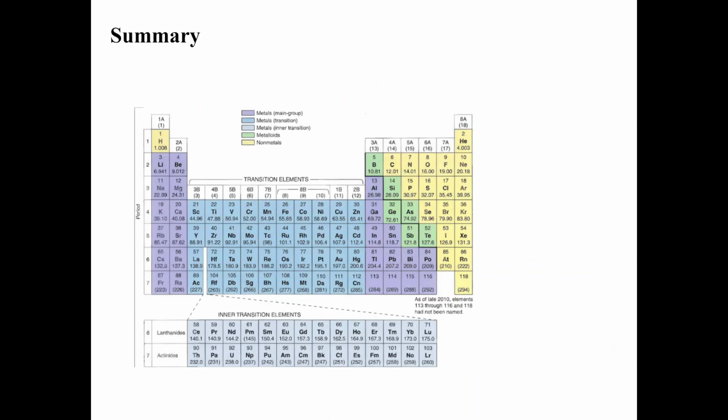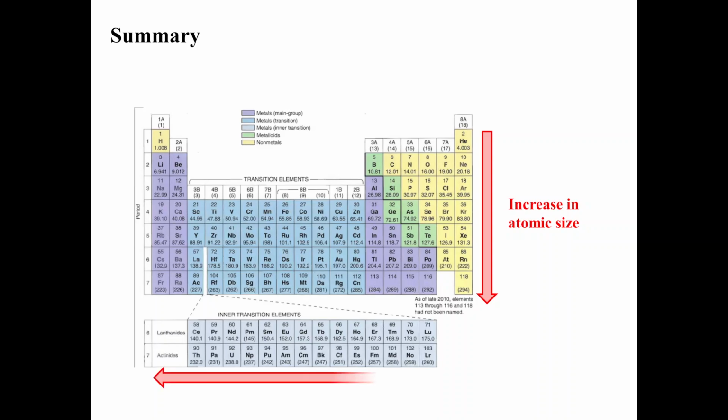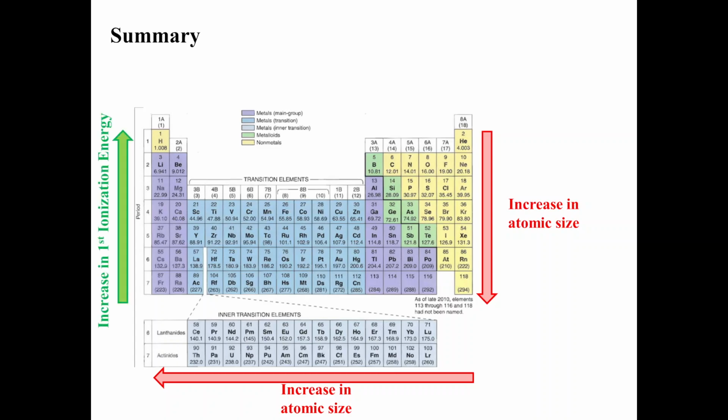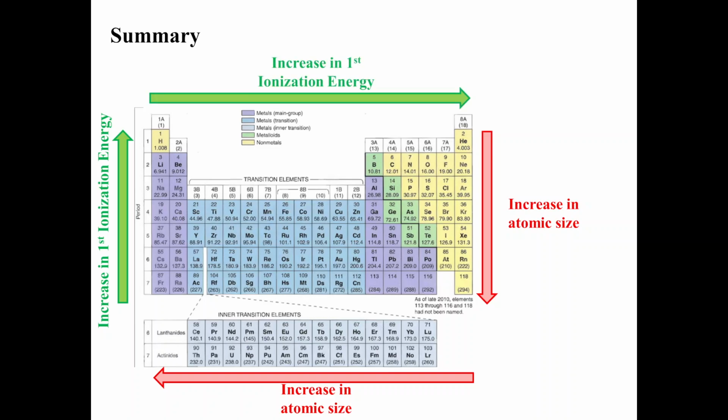So to summarize what we've learned today, as we go down the periodic table, we're going to increase in atomic size, and this is the larger effect. As we go from right to left, we're also going to increase in atomic size, but this is the smaller effect. And then as we go from bottom to top, we're going to increase in first ionization energy. And as we go from left to right, we're going to increase in first ionization energy.